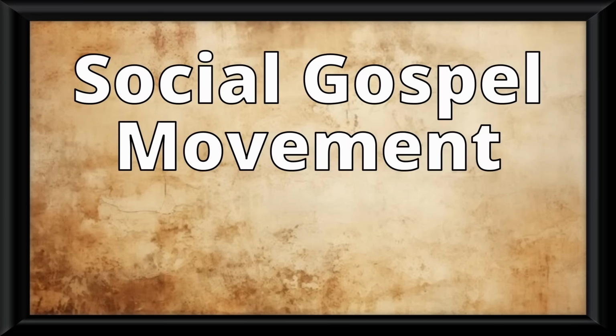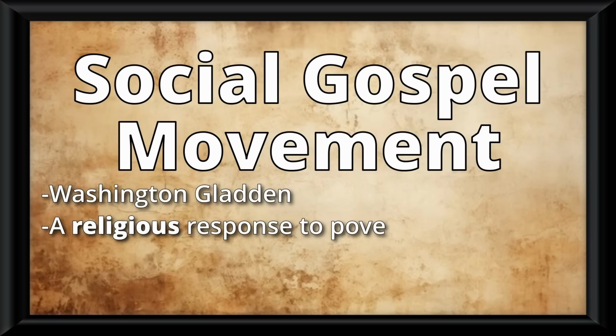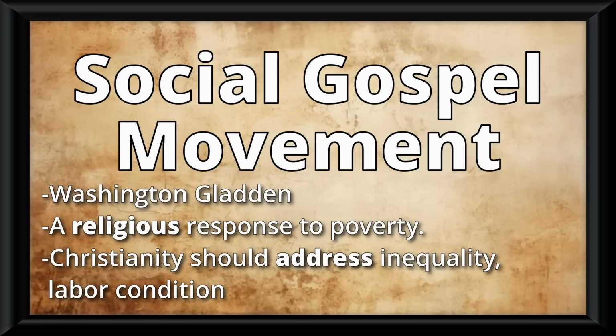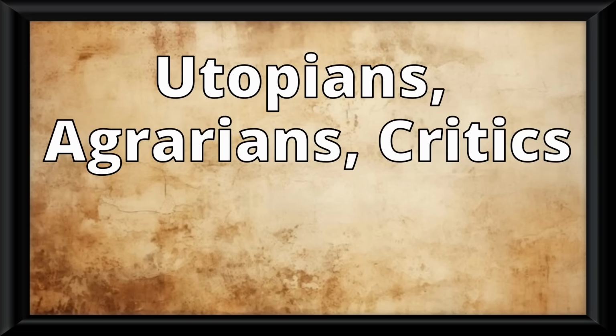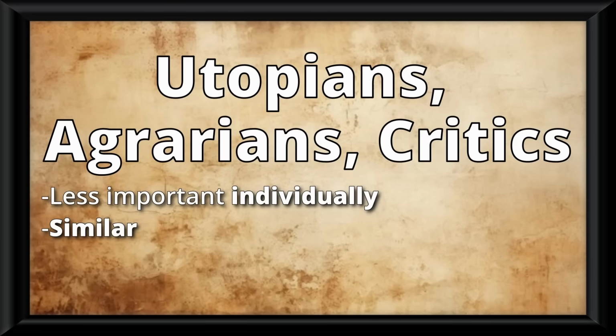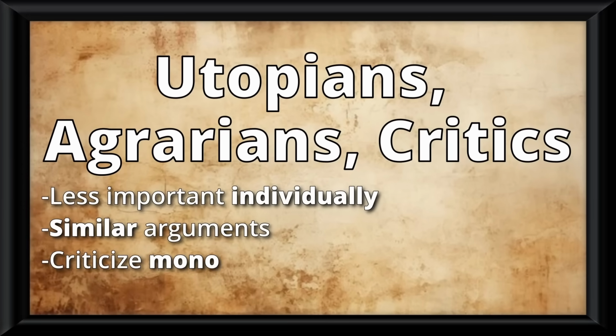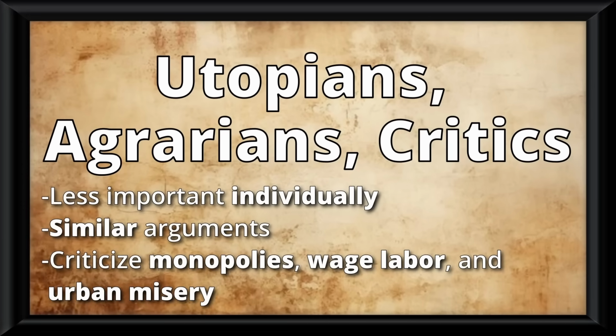Then you have the social gospel movement. People like Washington Gladden will argue for a religious response to poverty. They argued Christianity should address inequality, labor conditions, and urban poverty. And finally, you have the utopians, agrarians, and critics. These movements were less important individually and had similar arguments, which is why I'm lumping them all together. They pretty much all criticize monopolies, wage labor, and urban misery.